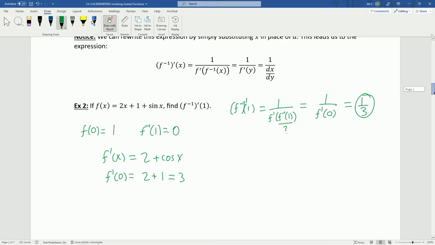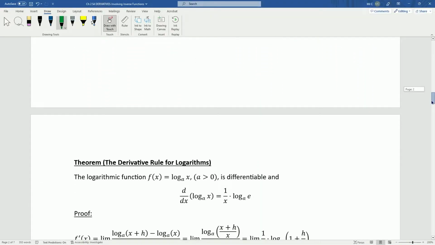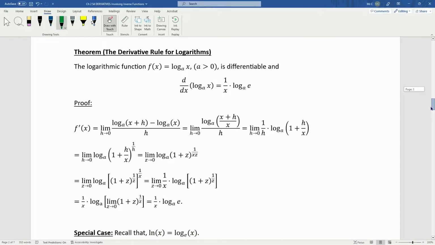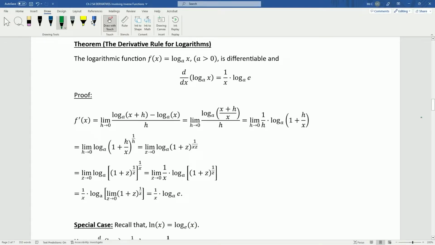Okay, so let's go ahead and move on, and we're going to take this idea and make it a little more powerful. We're going to first find the derivative for logarithms, which we won't need the inverse derivative rule yet for, but you'll see how that's going to tie into this shortly. So, theorem, the derivative rule for logarithms. The logarithmic function f of x equal to log base a of x, where a is positive, and I should have also included in here not equal to 1, is differentiable, and the derivative with respect to x of log base a of x is 1 over x times log base a of e. So that kind of seems like a strange derivative rule. So let's go ahead and go through the proof.